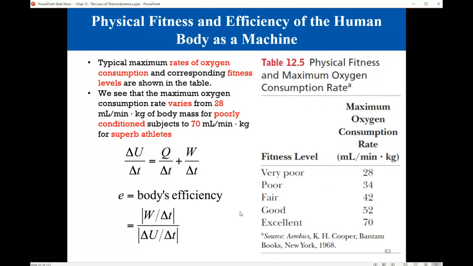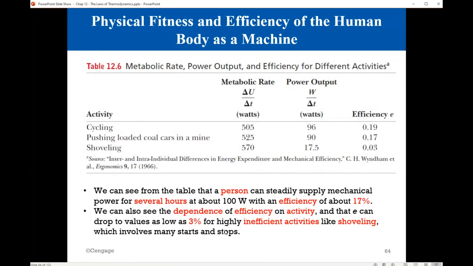The efficiency of the human body can be calculated from the work per second divided by the change in the internal energy per second. These are some numbers for the efficiency for different activities. Like cycling, the efficiency can be 19%. Shoveling, on the other hand, is 3%, the least efficient.